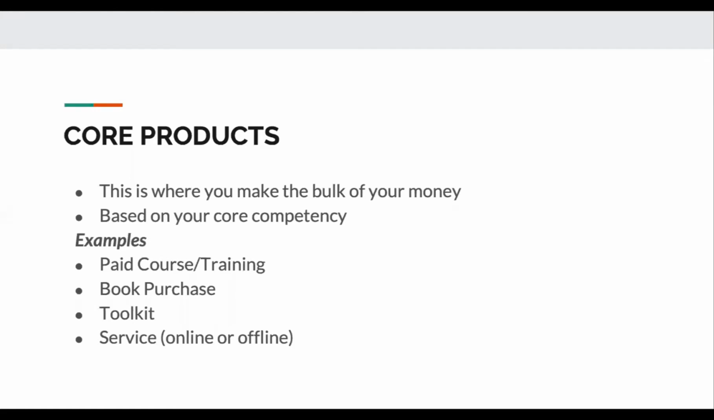Let it be the best you can have so that people will keep coming back for more. Your core product is the main point. Without it, you are not in business. Without a solid core product, you are not in business.